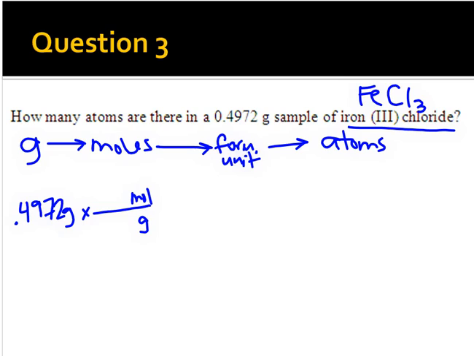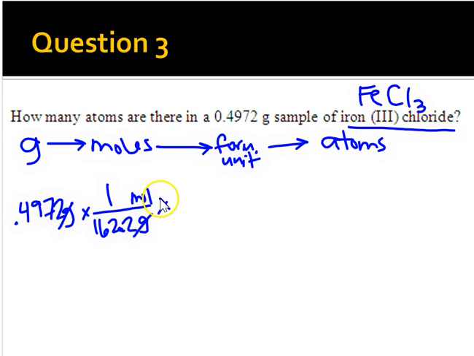So iron is 55.85, and then 1 chlorine is 35.45. So we need to multiply that by 3 in order to get our molar mass. And so the total molar mass for this compound, for every 1 mole, is going to be approximately 162.2 grams. Let me make sure that point's there. There we go. Okay, so that's going to get rid of grams, and now we are in moles.